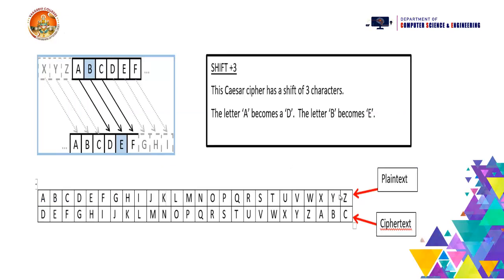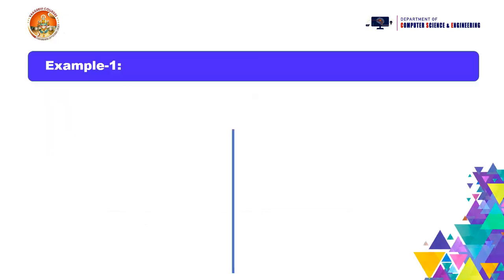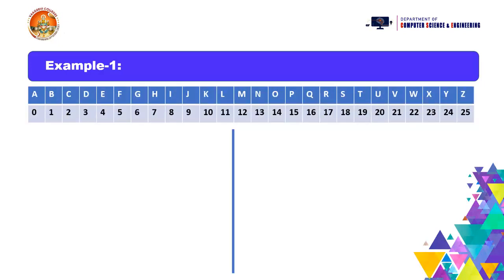Here we are performing a shift of 3 characters. So A is replaced with D because D is the third character after A: 1, 2, 3. In the same way, B is replaced with E because E is the third character after B. Like this, each and every character in the alphabet is replaced with the third character after it. So these are our plain text characters and these are our ciphertext characters. To perform encryption and decryption, first label the alphabet with numbers 0 to 25.